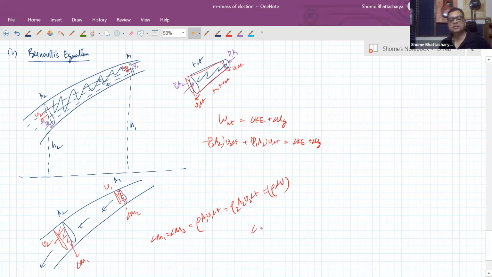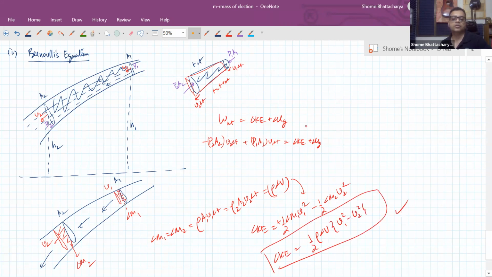So the change in kinetic energy will be the kinetic energy of this portion minus the kinetic energy of this portion. I'll relabel this 1, this one 2. So this mass has got added, so its kinetic energy has got added, half delta m1 v1 square, and this mass has got subtracted, so minus half delta m2 v2 square. Now substitute this here. The change in kinetic energy is half rho delta V into v1 square minus v2 square. So this term will now go over here.